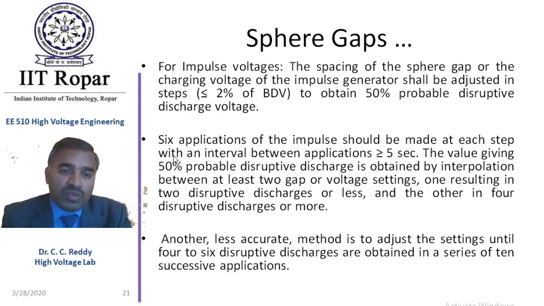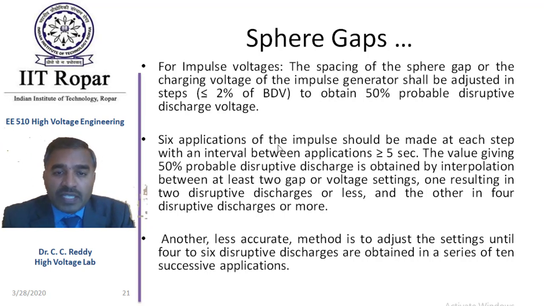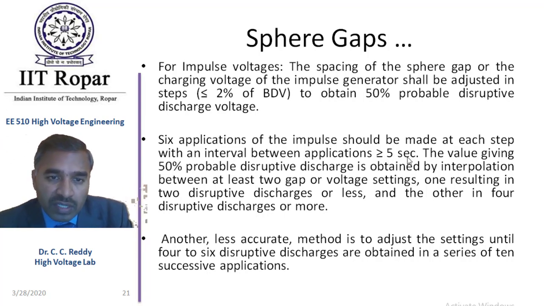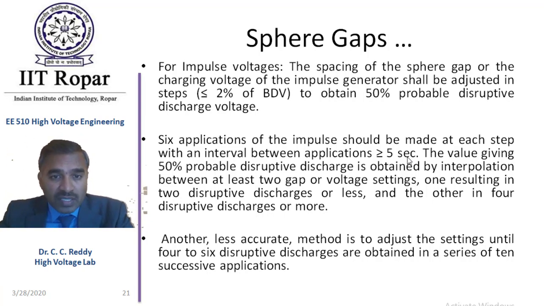So, how to find out that 50% probable disruptive discharge voltage? Now, 6 applications of the impulse should be made at each step with an interval between applications more than or equal to 5 seconds. At each step, suppose at a particular value you have decided to apply the voltage. How many times do you have to apply? 6 times you have to apply such voltage, with a gap between applications of more than or equal to 5 seconds, 5 or 10 seconds.